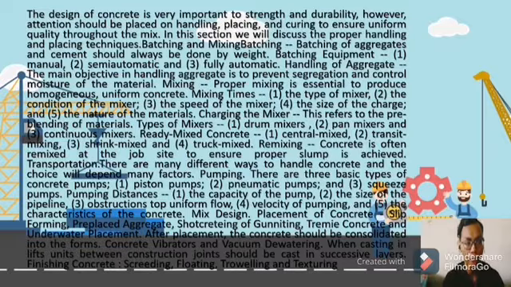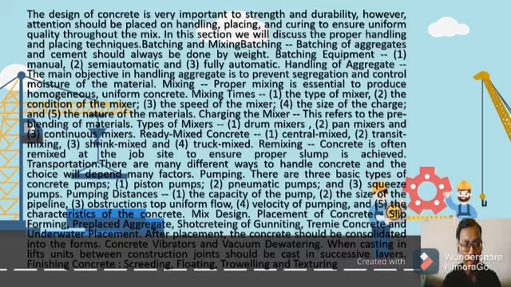After that, we must know where to do placement of concrete. Basically, concrete should be placed by a vertical drop. However, the material should not be allowed to free fall for a long distance. There are many special placements like slip forming, pre-placed aggregate, shotcreting or gunniting, tremie concrete and underwater placement.